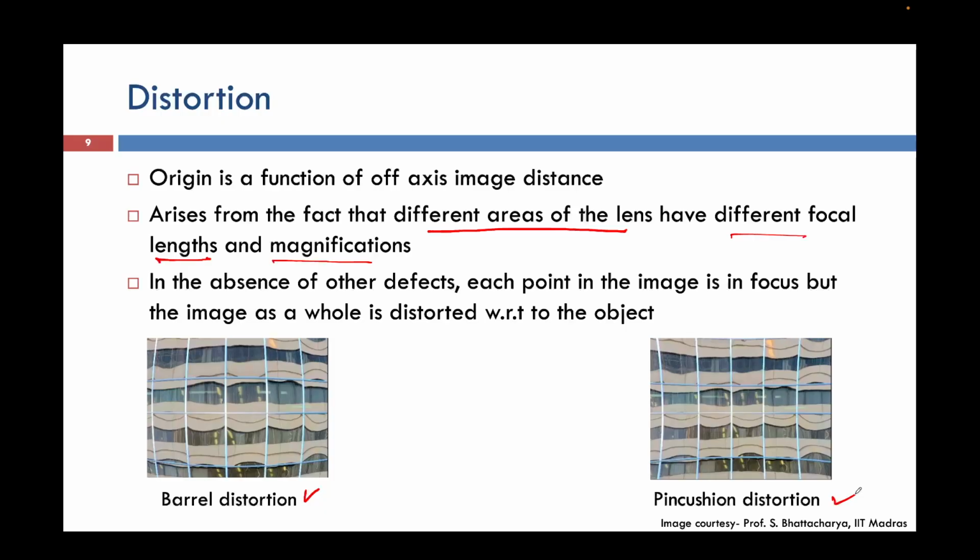Okay, what do we mean by barrel distortion? Barrel distortion means the magnification decreases as you go far from the axis. Let's say this is my optic axis, and as I go far from the optic axis in this direction, the magnification decreases. This is known as barrel distortion.